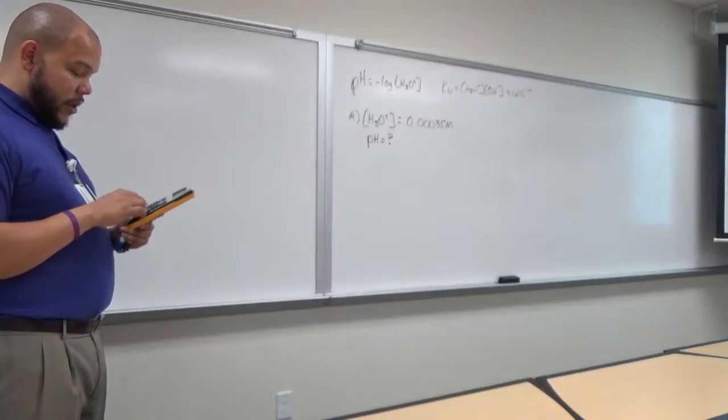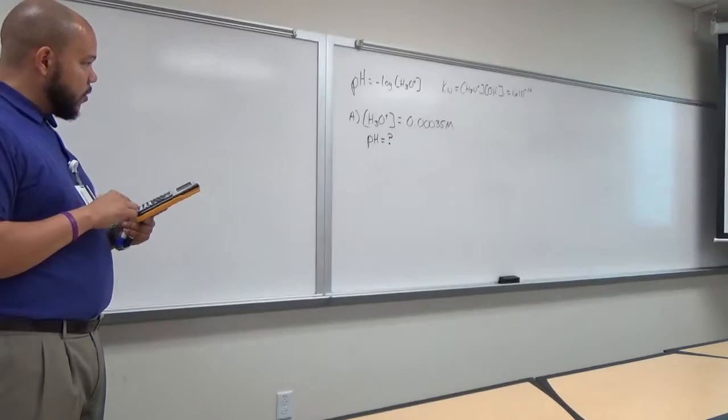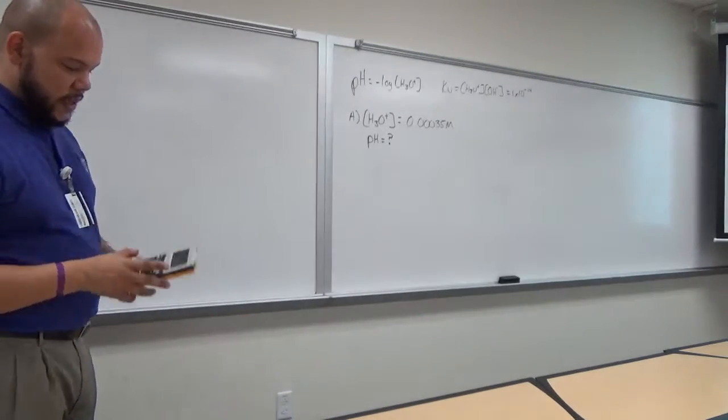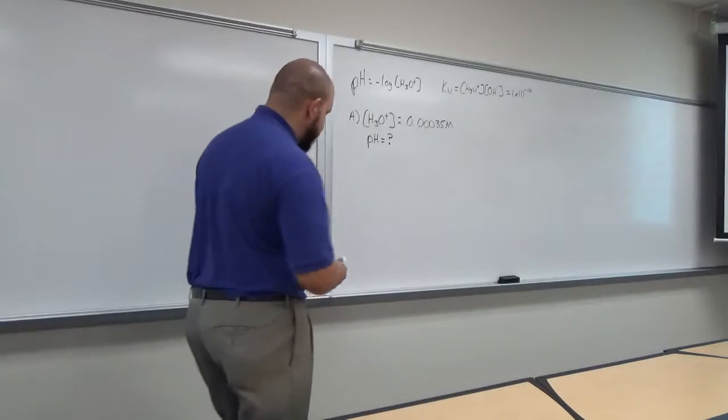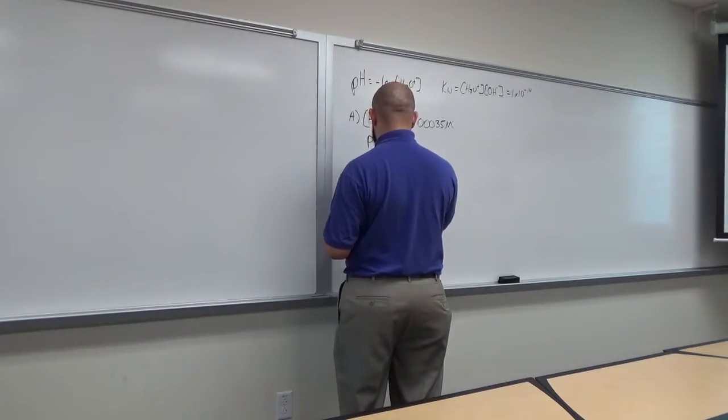Well, the pH, if you do negative log 0.00035, we see that the pH ends up being 3.46. Remember, the pH is only reported to 2 digits after the decimal.